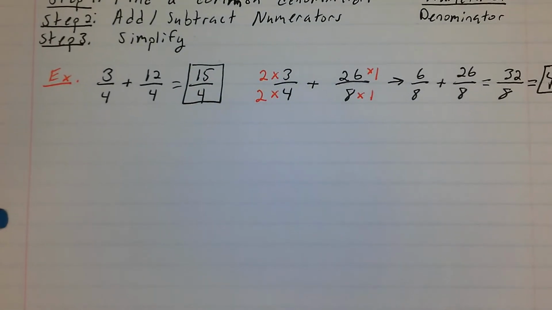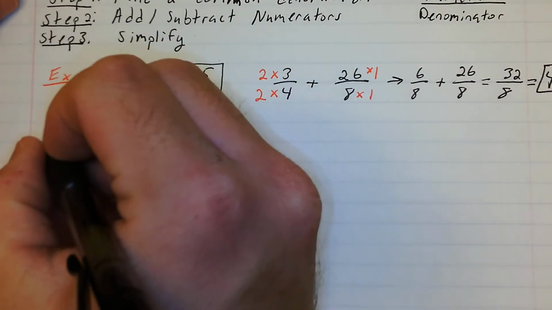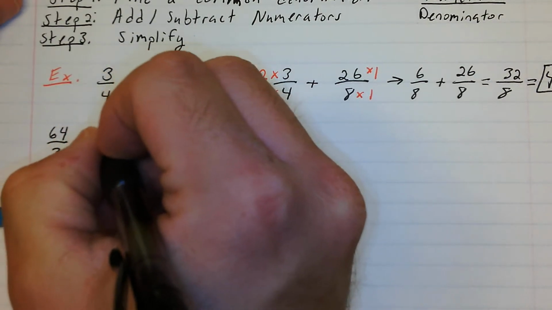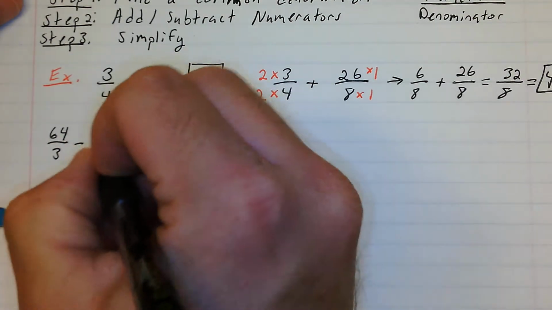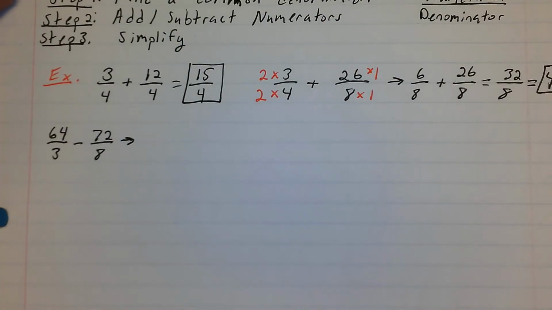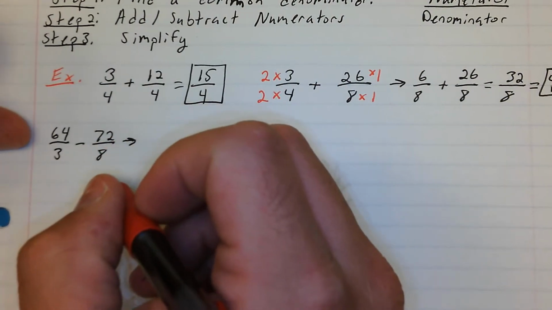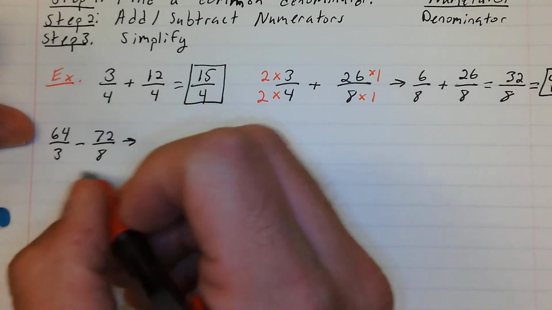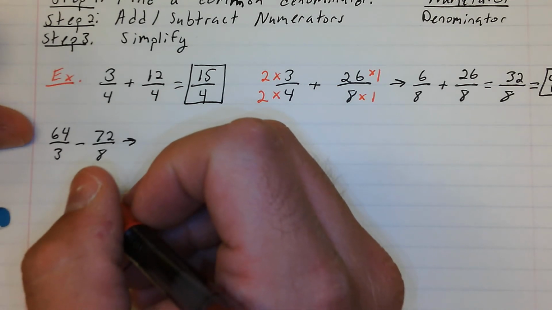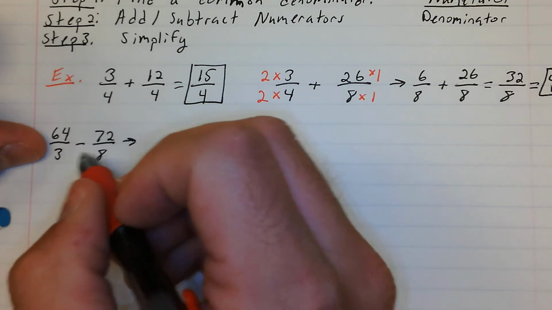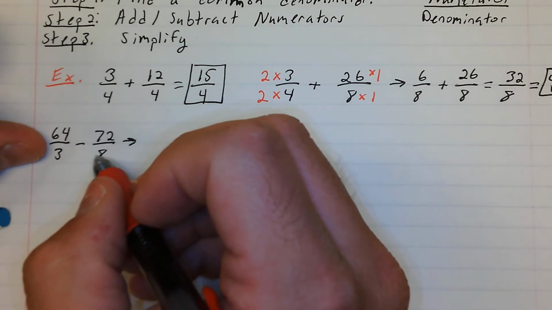So let's do another one. I'm going to do subtraction. So let's do 64 over 3 minus 72 over 8. First step, common denominator. They're not the same, so I need to find one. Well, here's an easy thing. If you cannot figure out one that works, if you're struggling, you can always multiply the two denominators. If you multiply 3 by 8, then you will find a common denominator.